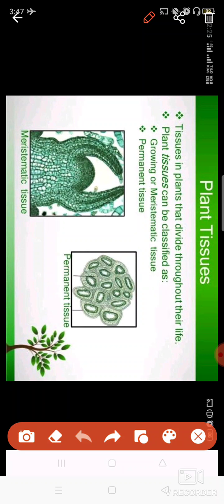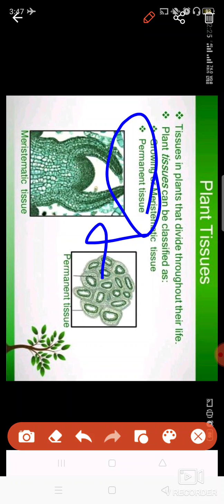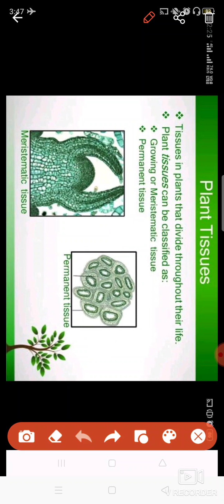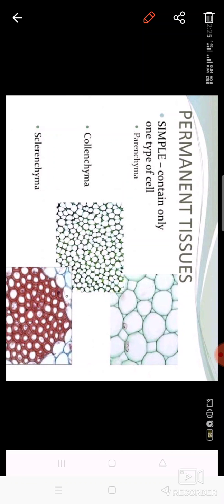On the other hand, we have permanent tissues. These permanent tissues have lost their division capacity, and they have taken a permanent function and permanent shape and size. So today I'll discuss with you the different types of permanent tissues present in plants.